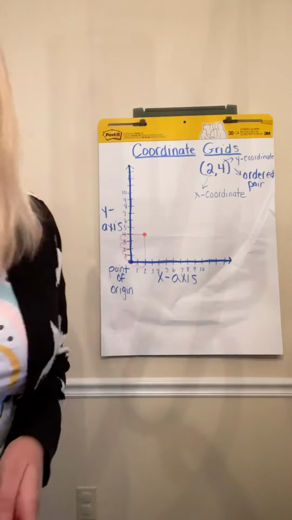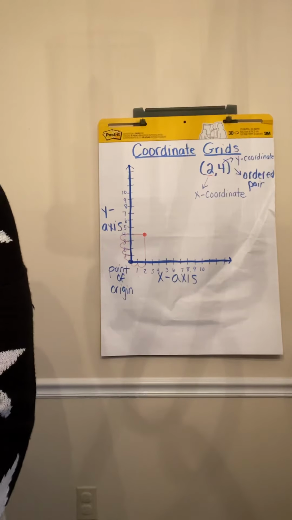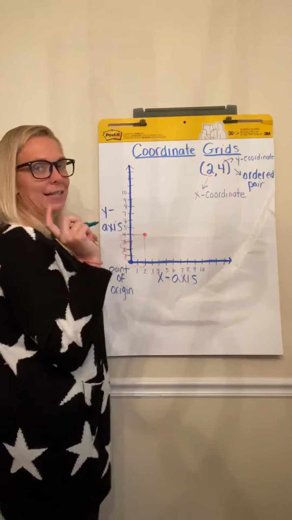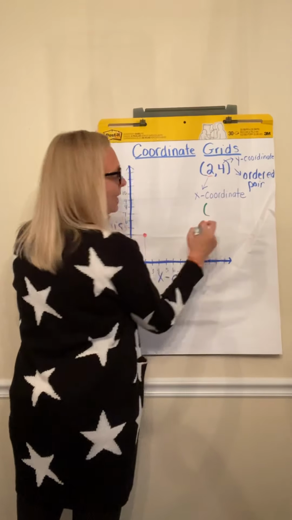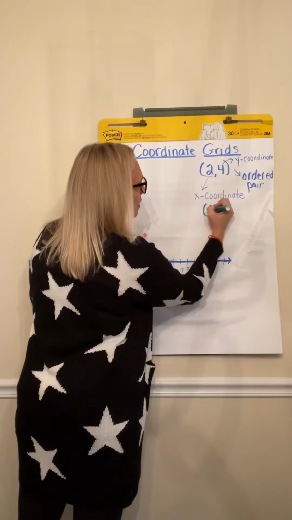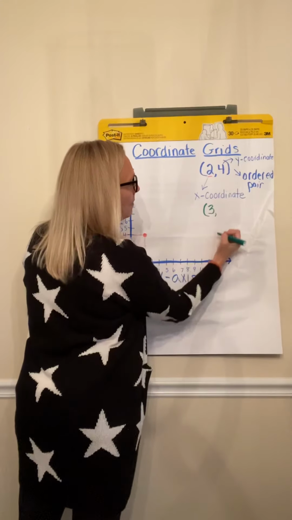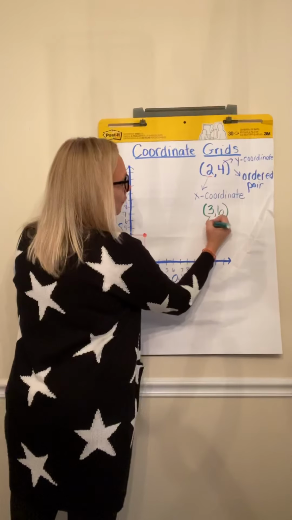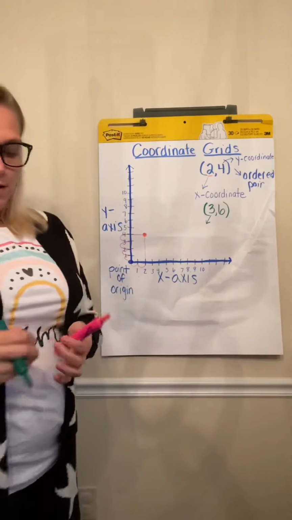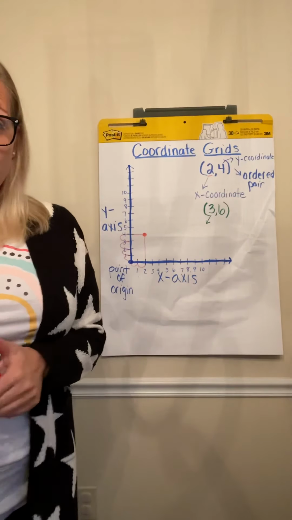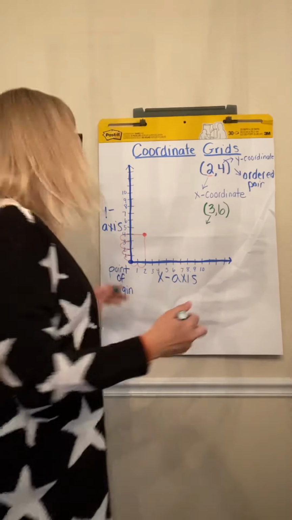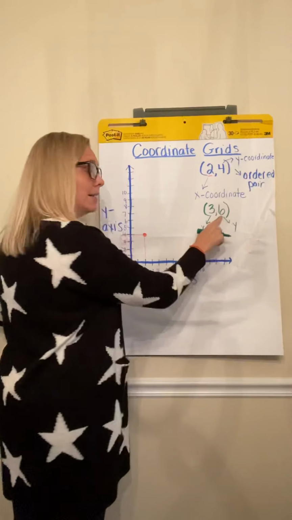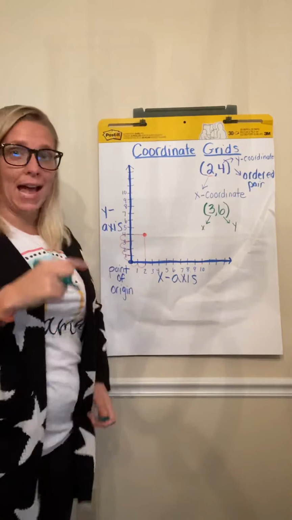So now, if I were to give you another ordered pair, you should be able to graph it, no problems, on the coordinate grid, right? Let's see. Remember, they always look like this: a parenthesis, a number, a comma, a number, and a parenthesis. Remember that the first number in my ordered pair is my X coordinate. It tells me how far to move on the X-axis. And my second number is my Y coordinate. It tells me how far to move on my Y-axis.